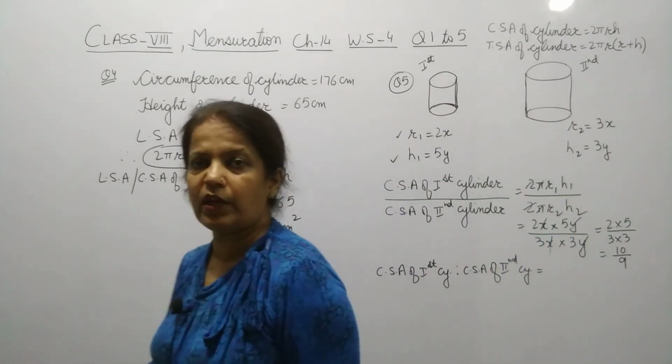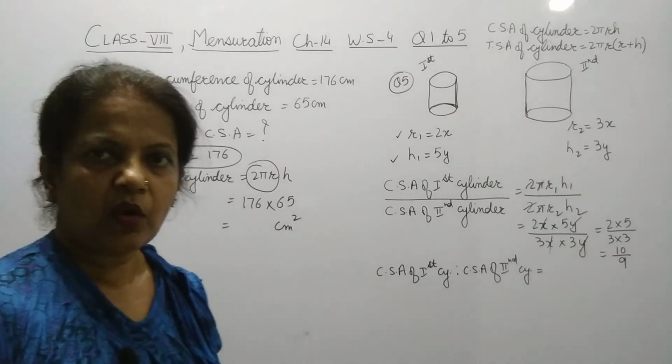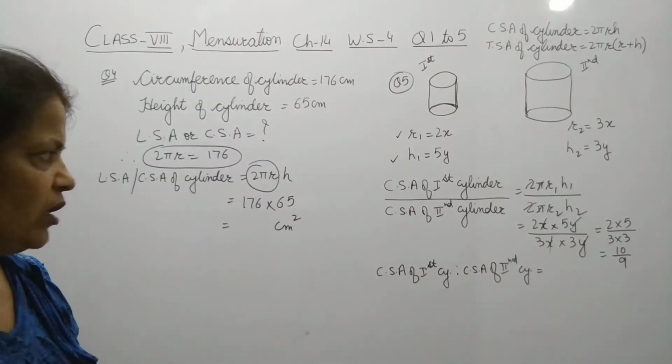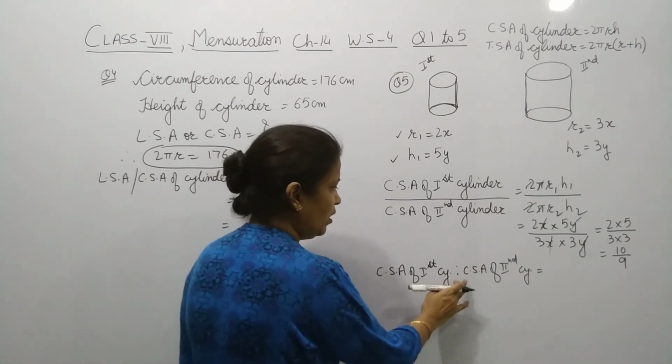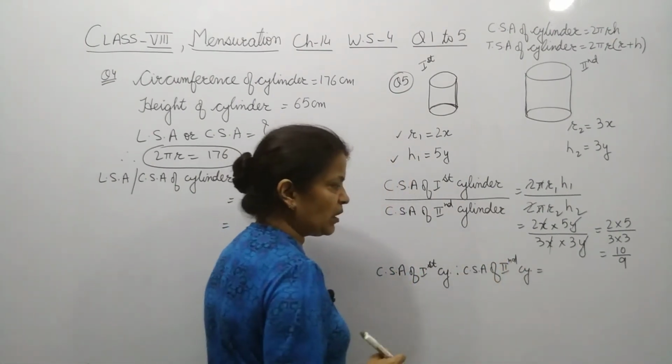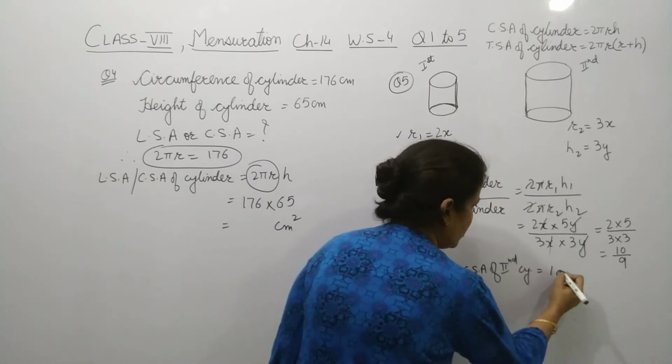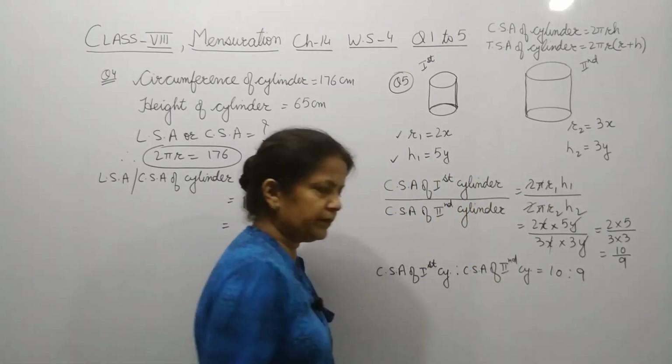So what will be the ratio here? Tell me, what will be the ratio? The ratio of the curved surface area of the first cylinder to the curved surface area of the second cylinder is 10:9.